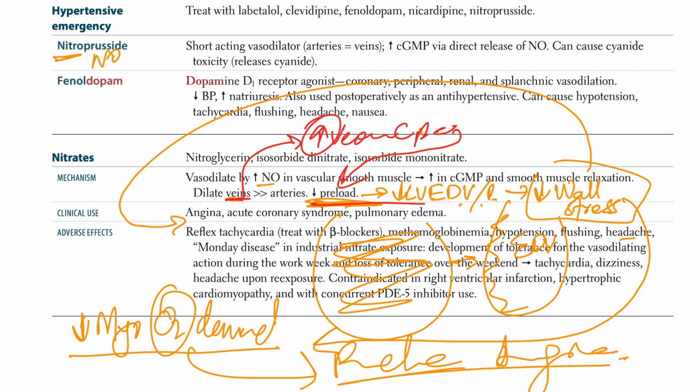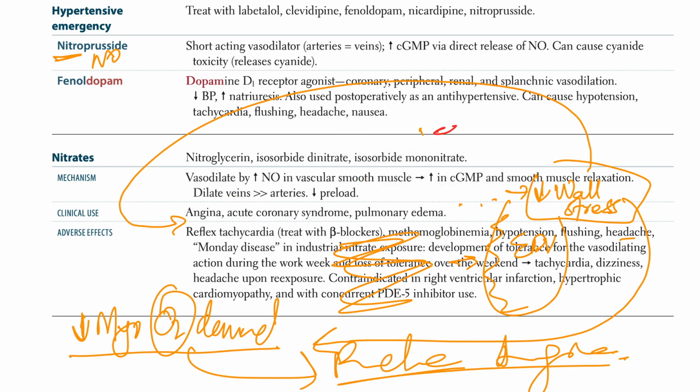Okay, it has a modest effect in low dose and more effect with high doses. That's also important. With low dose, it's a modest effect. With the high dose, there is more effect on the arteries. So if you wanted to work just on the veins, you give in small doses. But if you wanted to work on the veins as well as arteries, you give in high doses.